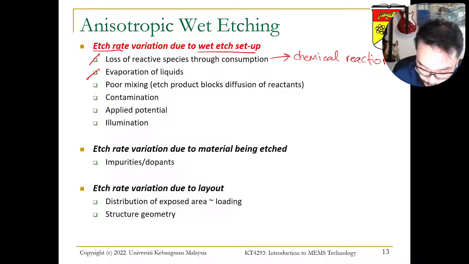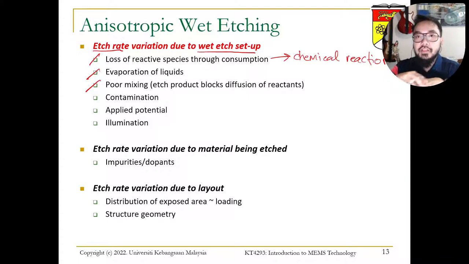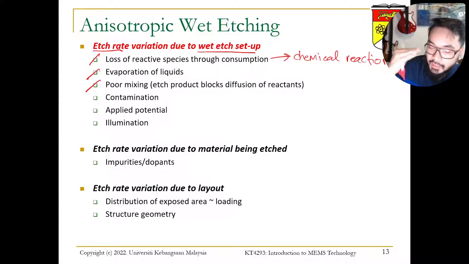Okay. And then poor mixing is basically etch product blocking diffusion of reactants. So we know that a chemical reaction will produce byproduct, and this byproduct can actually be deposited on the surface of your newly etched surface. So once you do the etching, there will be a chemical reaction, and it will be taken out, but then it can sometimes still stick to the surface. When you have things sticking on the surface, you cannot easily etch away the surface underneath it, so the chemical reaction will drop, and so does the etch rate. Okay, poor mixing. This is what we call poor mixing, because some of the byproduct is sticking to the surface, so you cannot etch away the subsequent layer or the layer underneath it.